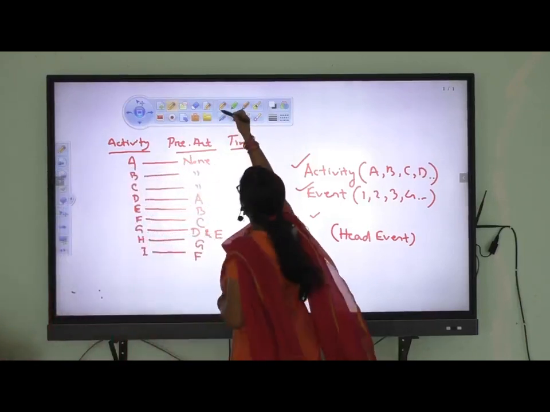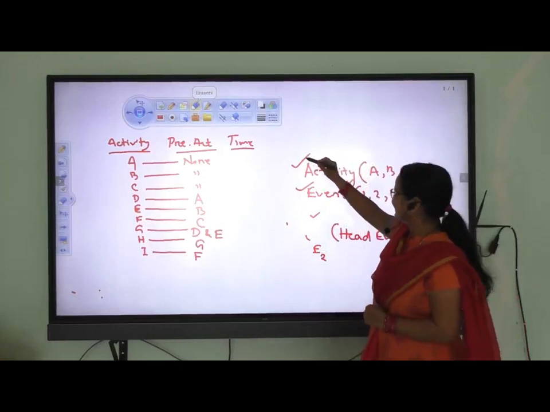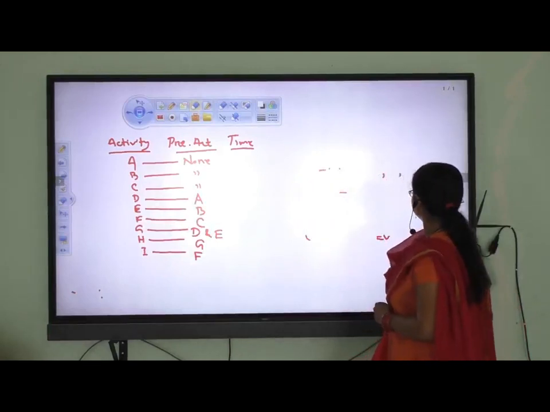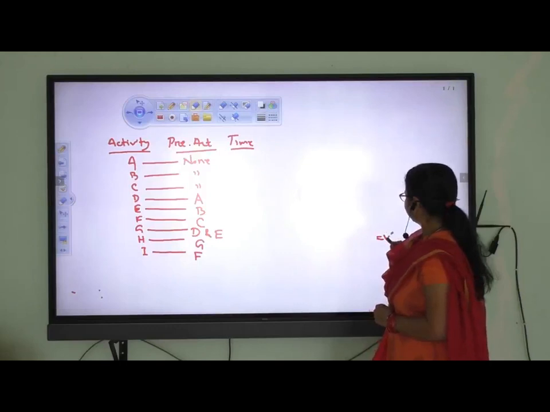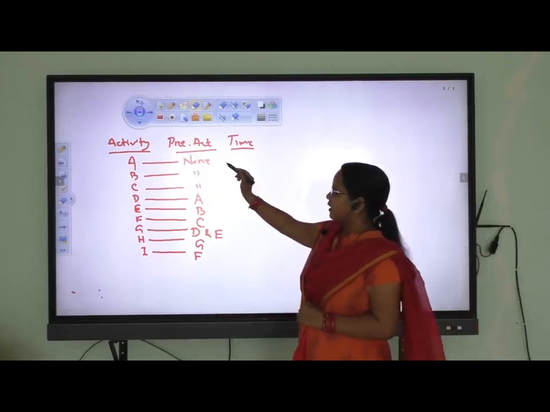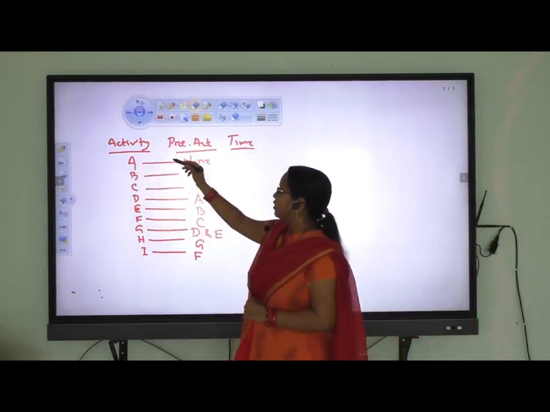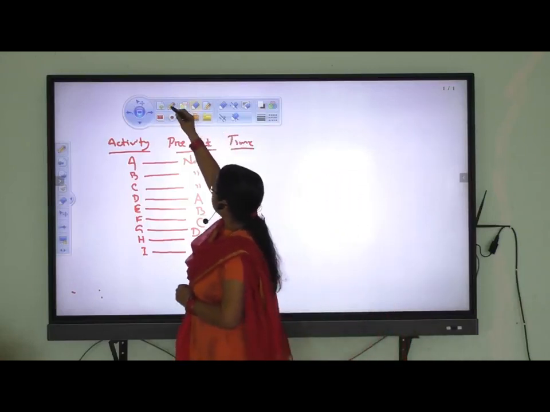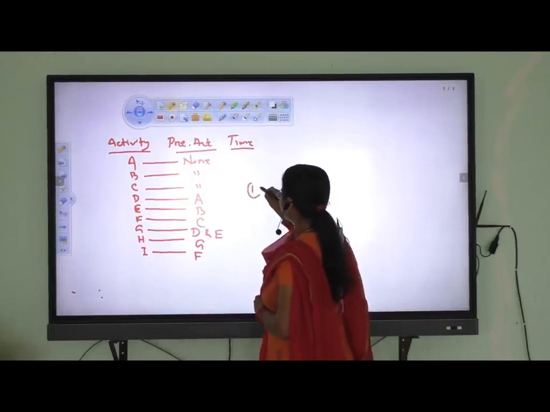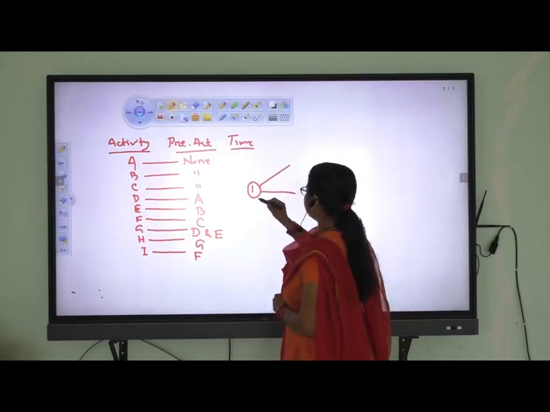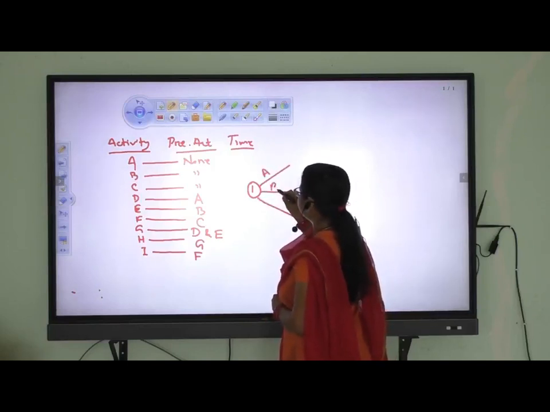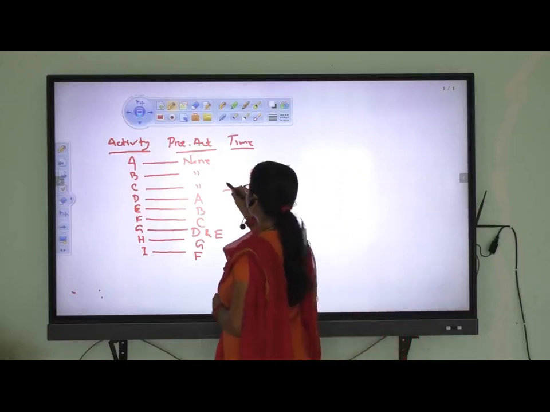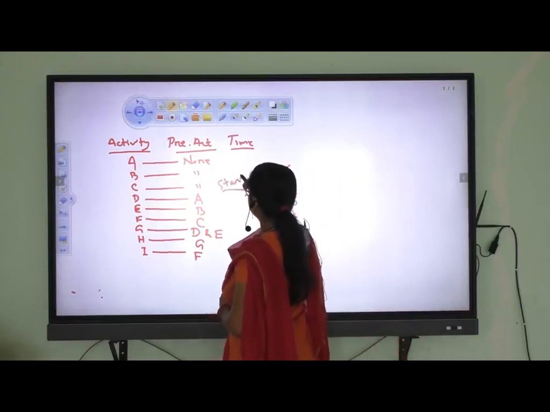Suppose first we take the first activity, that is A. First we see that for the three activities A, B, C, the prerequisite activity is none. So here we can show the start event. Here three activities come, here A, here B and C. Why? Because there is no prerequisite activity. So it is the start event.